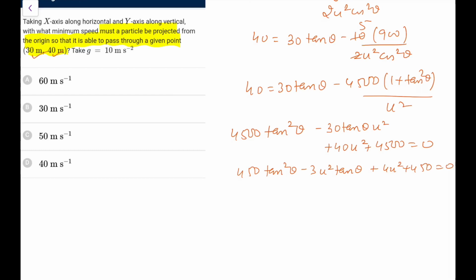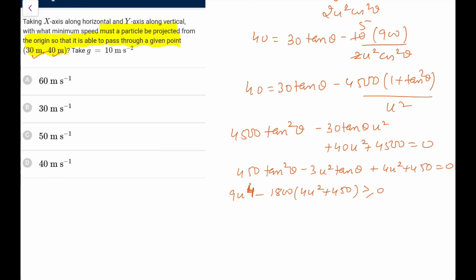So for a real solution to exist, discriminant should be greater than equal to 0. So if I solve it, 9 u square minus 450 into 4, that is 1800 into 4u square plus 450 should be greater than equal to 0. So this is again in u square. Okay, this is u to the power 4, otherwise I would have been stuck again.